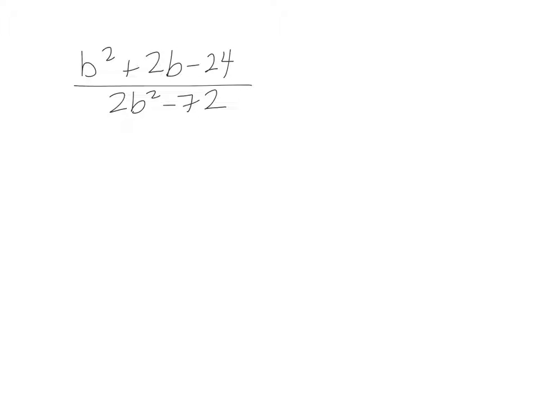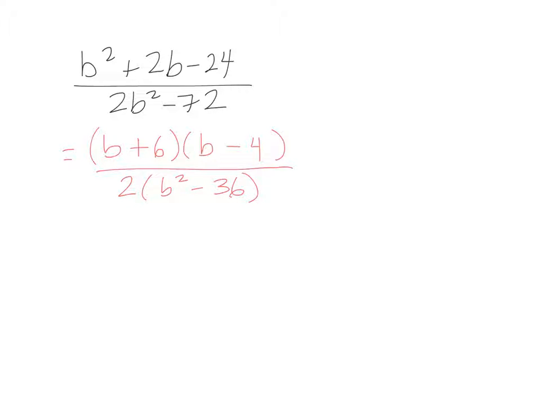Let's look at simplifying this one. b squared plus 2b minus 24 over 2b squared minus 72. What's the first thing you're going to do? Step 1. Factor. Factor the top and factor the bottom.